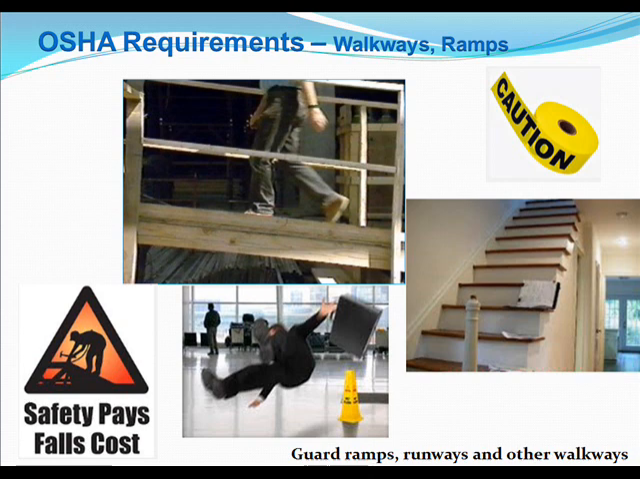OSHA requirements, walkways and ramps. Ramps, runways, and other walkways must be protected by guardrail systems when employees can fall 6 feet or more. The working surface must be strong enough to support employees safely. If not, employees may not work on the surface. This knowledge will be gained during frequent and regular inspections made as required by competent persons designated by the employer.